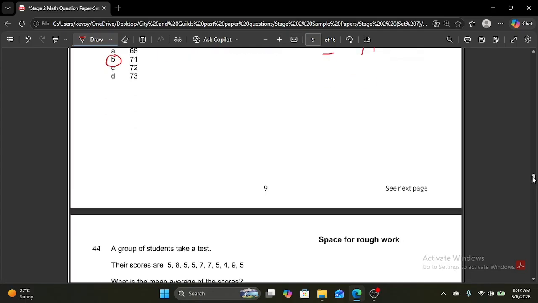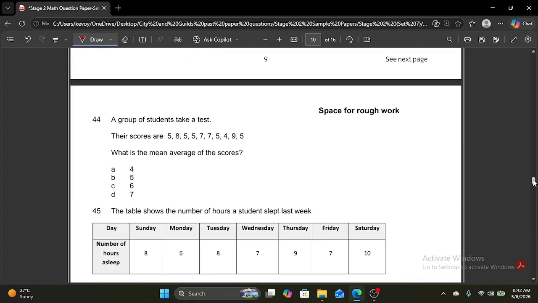Alright, moving right along to 44. A group of students take a test. Their scores are 5, 8, 5, 5, 7, 7, 5, 4, 9, 5. What is the mean? Alright, so finding the mean again. Add everything and divide by how many numbers we have.